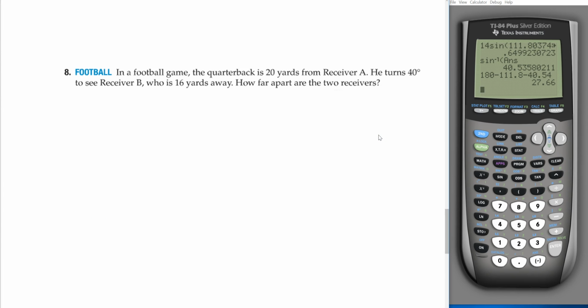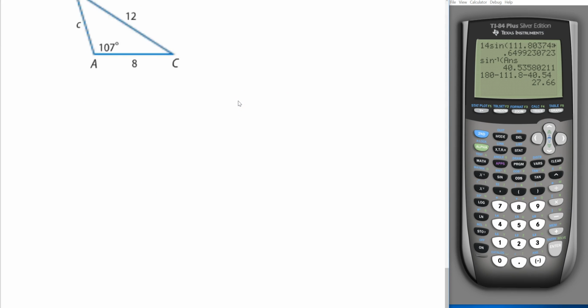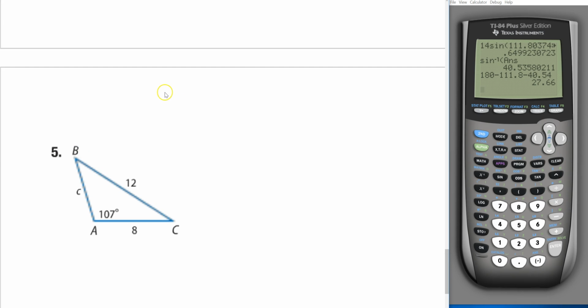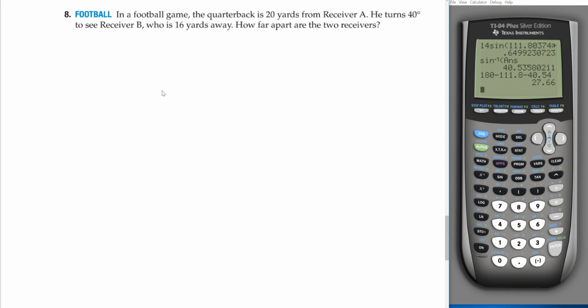In a football game, so this is like a word problem. Probably the second to last one we're doing. Let's look at this one though. In a football game, the quarterback is 20 yards from receiver A. So here's my QB1. It's my little Matt Saracen right there. So this is Sage right here. He's 20 yards from receiver A. So 20 yards apart, here's receiver A.